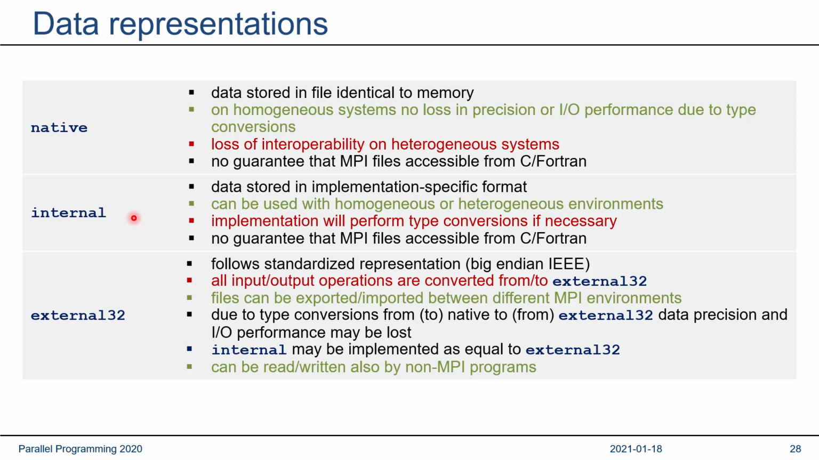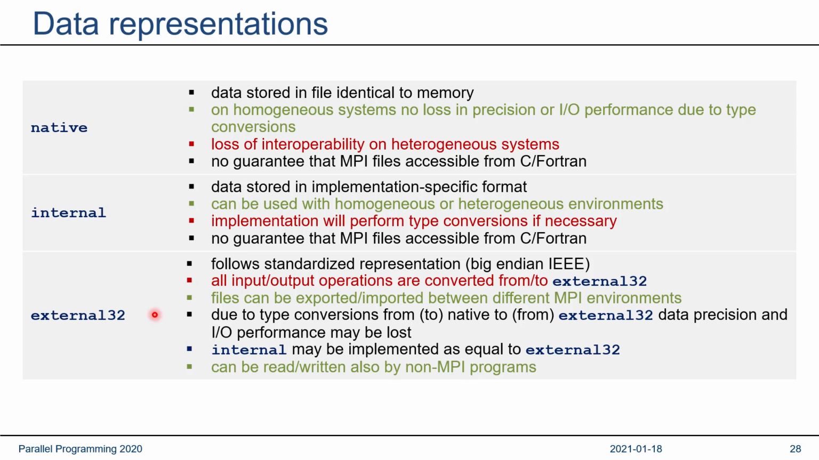The second one is internal. It specifies that the data is stored in an implementation-specific way, so it's compatible with heterogeneous systems and type conversions will be performed. However, there's also no guarantee that these files are compatible with standard files written and read from C and Fortran. External32 is what you would use if you're all for portability and compatibility.